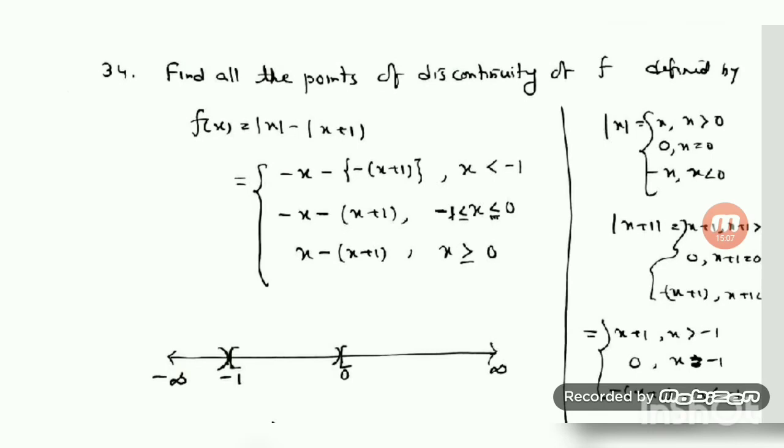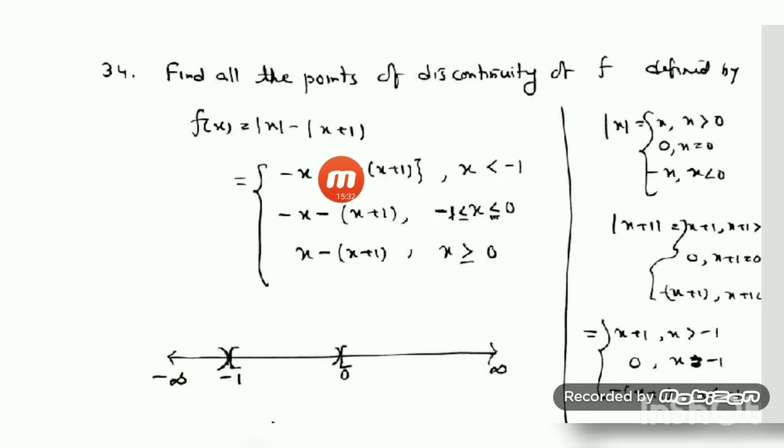Now one more important question is there, and this is the last question of your exercise. Find all points of discontinuity of the function defined by f(x) equal to modulus of x minus modulus of x plus 1. You see, it is a combination of difference of two modulus functions. And you know the modulus function is defined in one way for greater than, for greater than or equal to, and for less than it is defined in a different way.